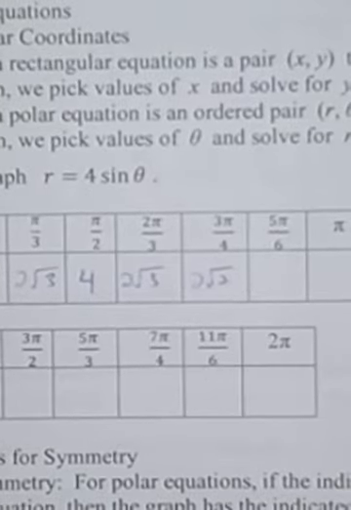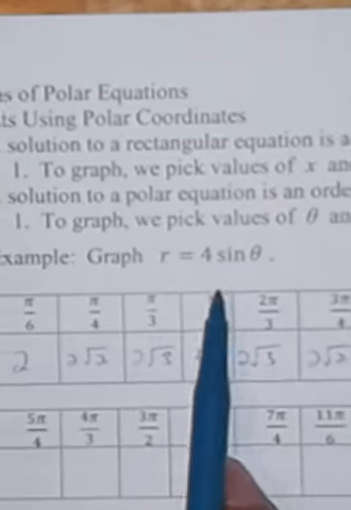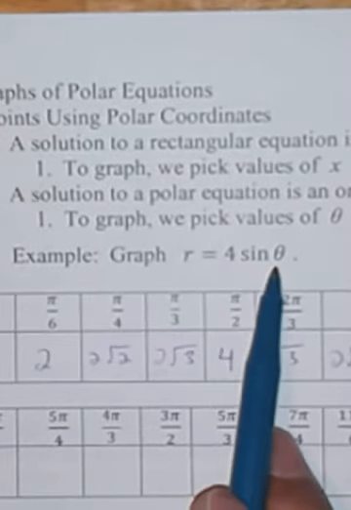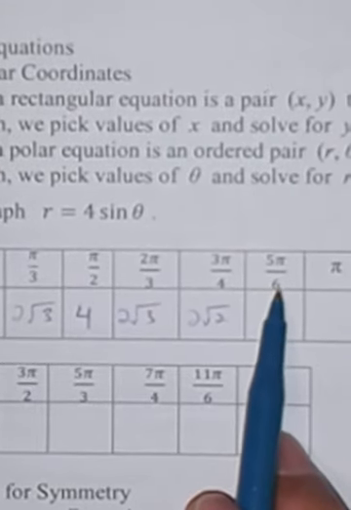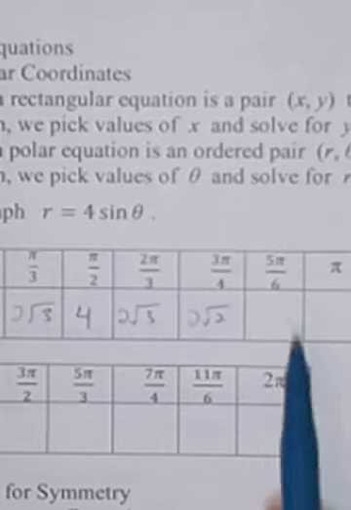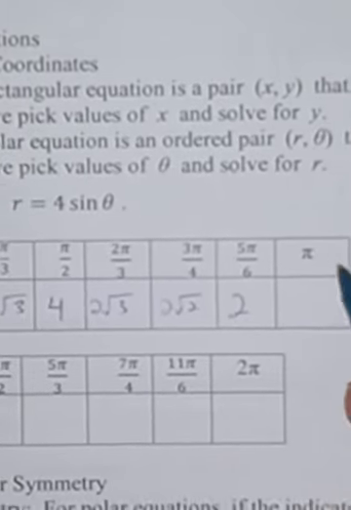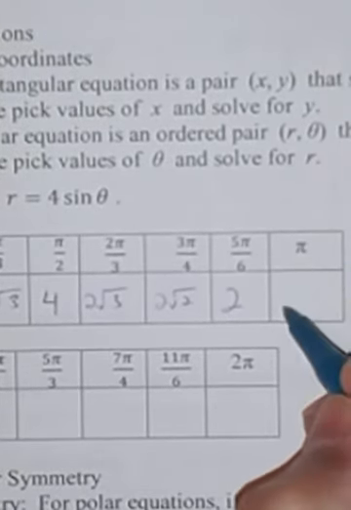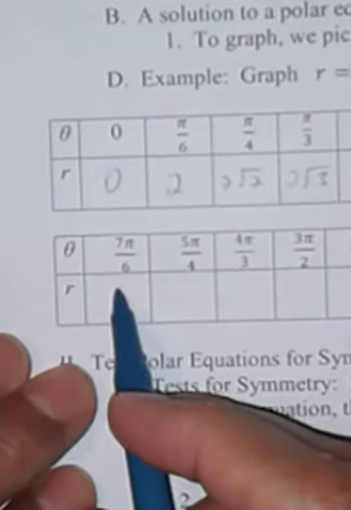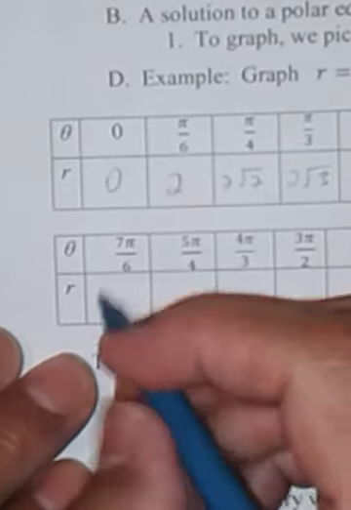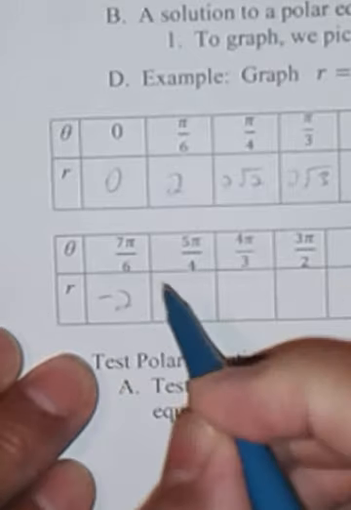Notice it's just computation. Again, I'm using the equation: I plug in the theta and just find r. Sine of 5 pi over 6 is 1/2, 4 times 1/2 is 2. And sine of pi is 0, 4 times 0 is 0. Alright, and we'll finish off the other ones. For 7 pi over 6, sine is negative 1/2, and 4 times that is negative 2.